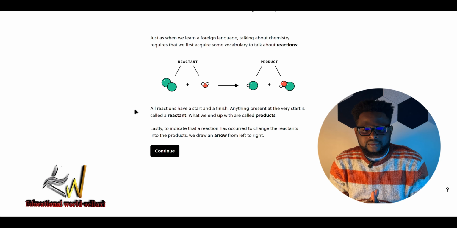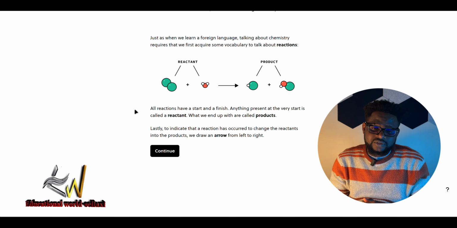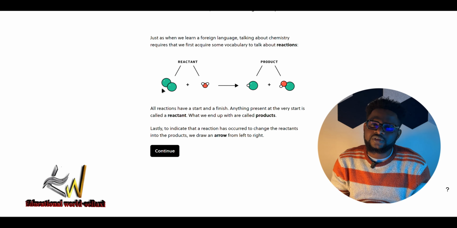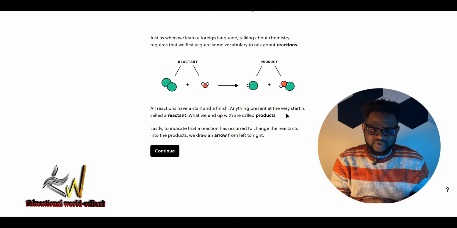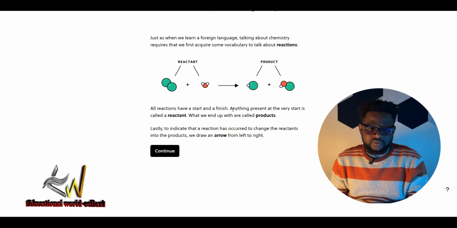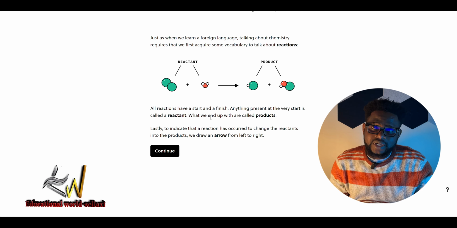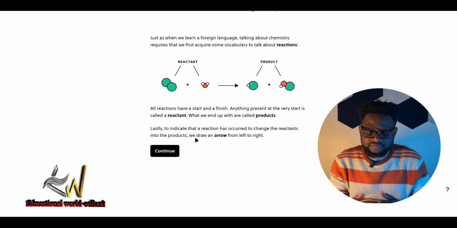So when we talk about chemistry, we need to build our vocabulary, such as for chemical reactions. In a reaction, we have what we call the reactants and the products, as we can see in the diagram. The reactants react and form the products. All reactions have a start and a finish. Anything present at the very start is called a reactant, and what we end up with are called the products. You can see the arrow that shows the direction from reactants to products, from left to right.